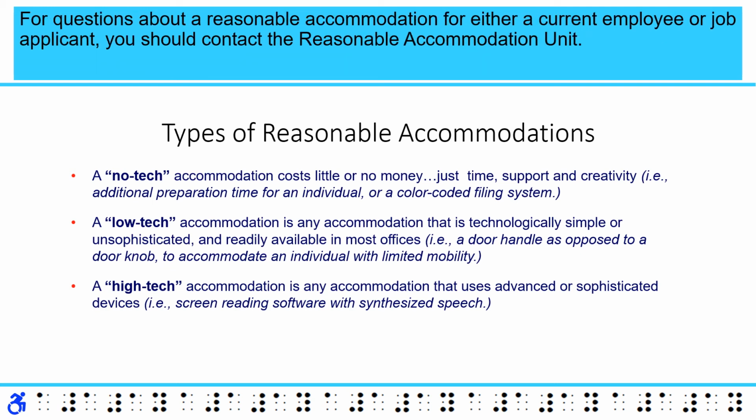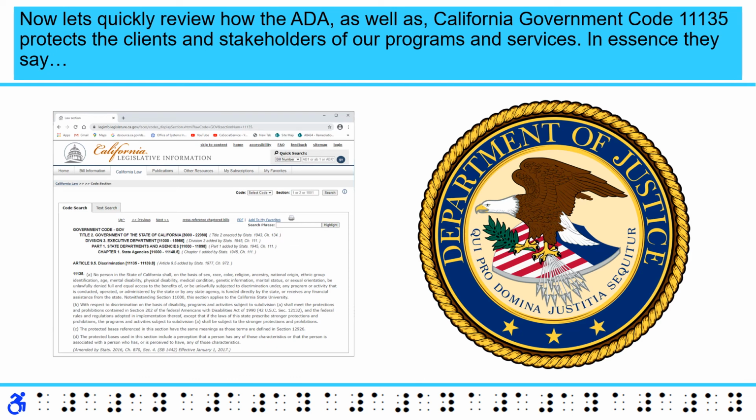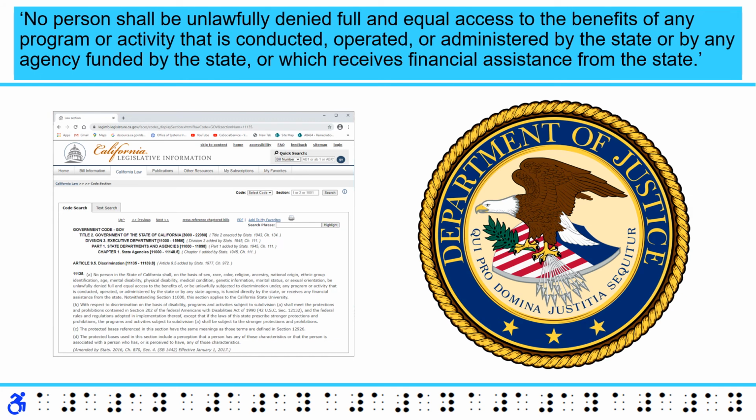For questions about a reasonable accommodation for either a current employee or job applicant, you should contact the Reasonable Accommodation Unit. Now let's quickly review how the ADA, as well as California Government Code 11135, protects the clients and stakeholders of our programs and services. In essence, they say, No person shall be unlawfully denied full and equal access to the benefits of any program or activity that is conducted, operated, or administered by the state or by any agency funded by the state, or which receives financial assistance from the state.